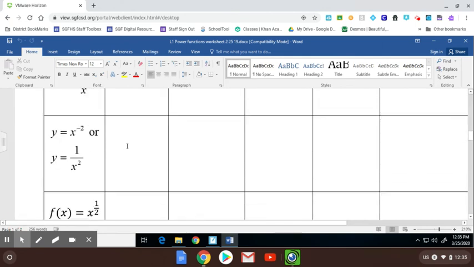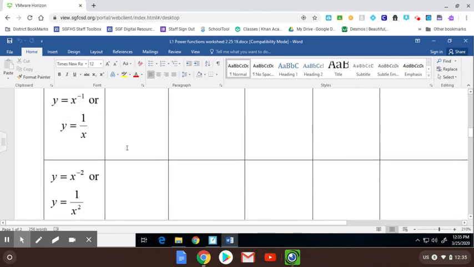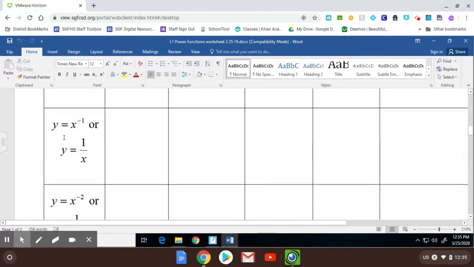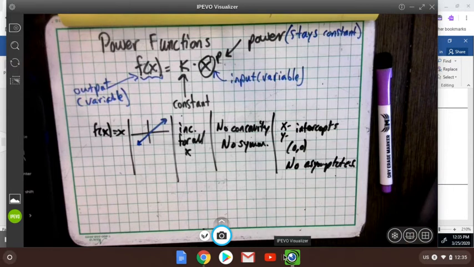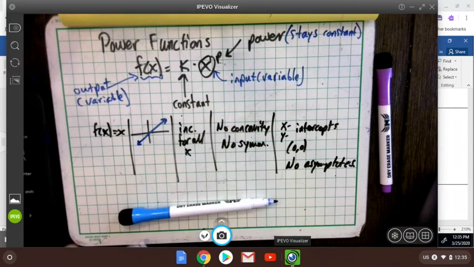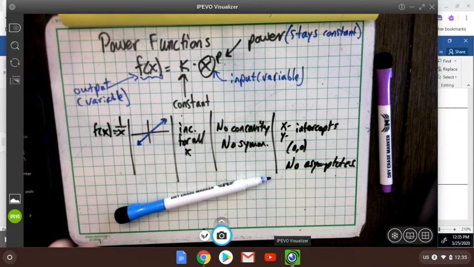All right? I'm going to go to a more interesting one. We'll do y equals 1 over x. And we'll kind of fill in these charts, and then I'm going to end the video and let you guys play. Alrighty? So here we go. We're going 1 over x. So that's going to change things.